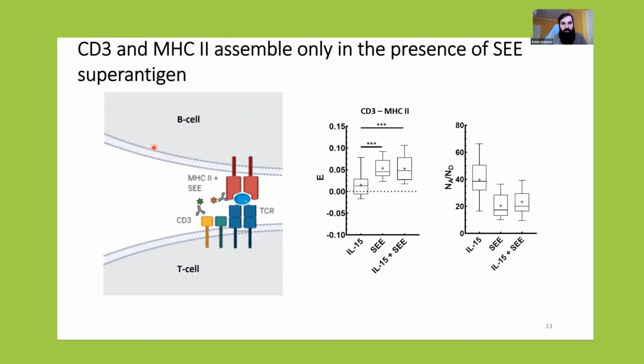Regarding the other intercellular FRET, which is done by the FLIM-FRET, we investigated the association between the CD3 and the MHC2. Here, not surprisingly, this antigen-presenting complex only assembled in the presence of the superantigen. When there was only IL-15 added to the B cell, there was no assembly.